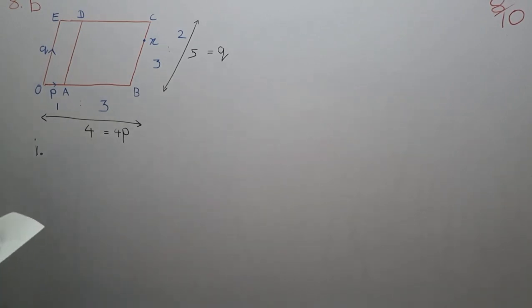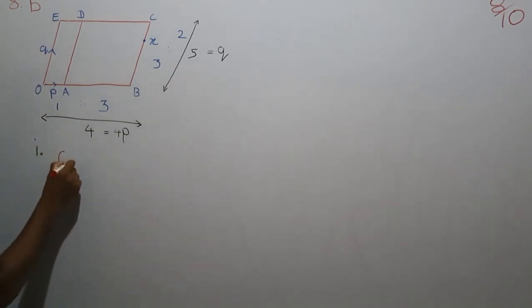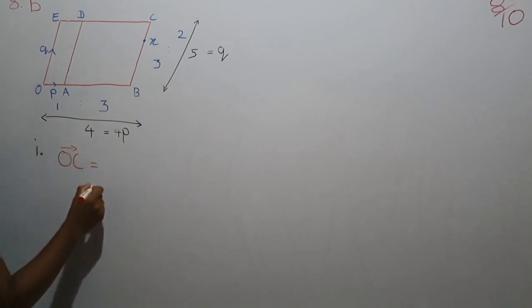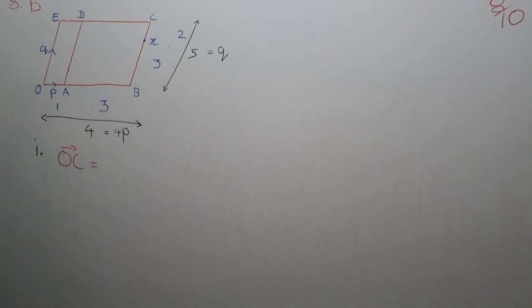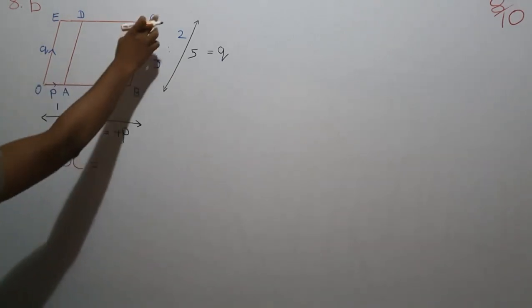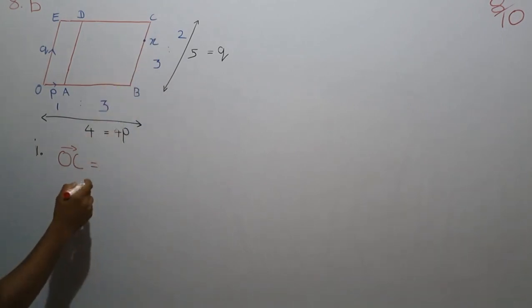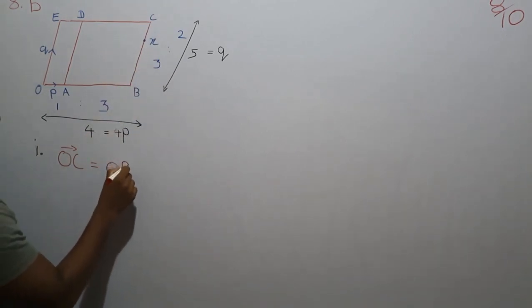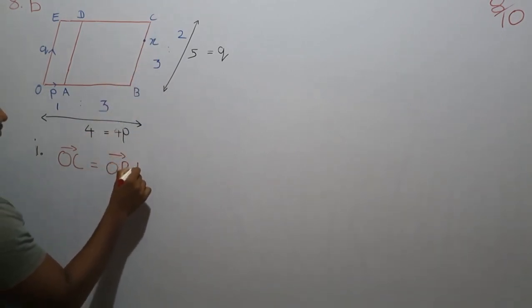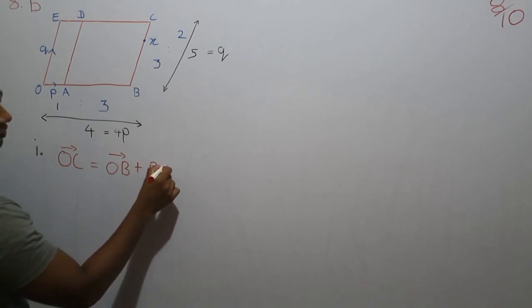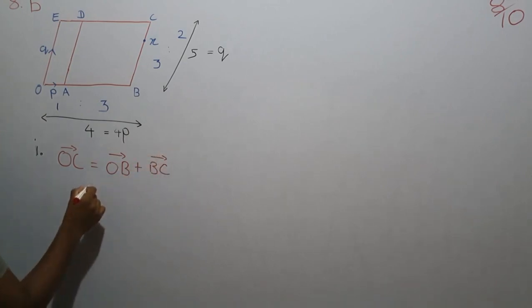Express as simply as possible in terms of P and Q. So OC, we should first express OC in terms of P and Q. So OC, O to C, is equal to O to B plus B to C. What is O to B?